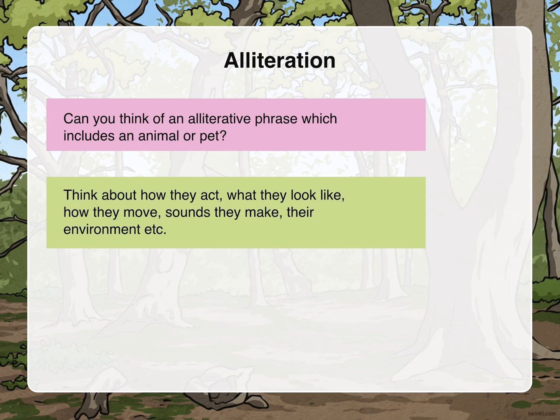So, can you think of an alliterative phrase which includes an animal or a pet? Now, you could choose your own pet, you could choose a friend's pet, you can choose your favourite animal that lives in the jungle or the ocean. I don't care, okay? Whatever you want.